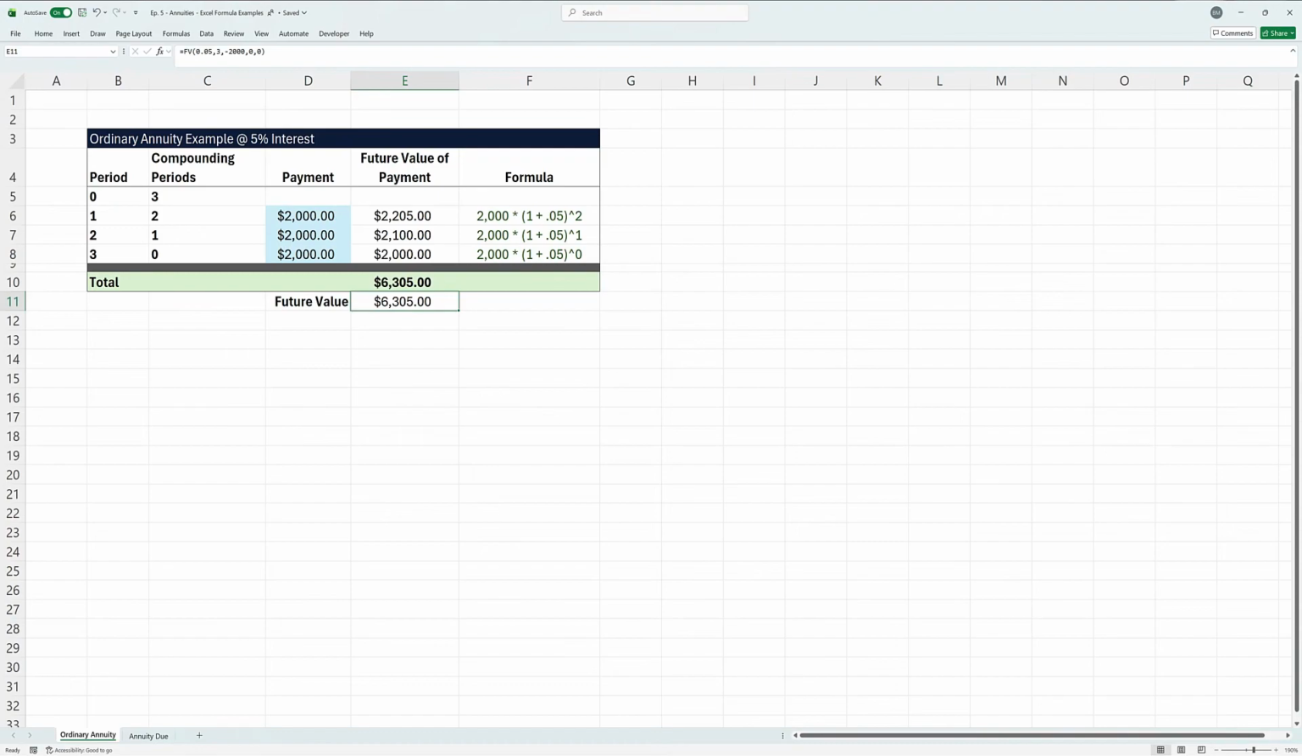Now we can also use this formula to calculate an annuity due. You can see here we have the same manual calculation we walked through for that example. And if we again say equals FV, our interest rate is 5%, number of periods is 3, our payment is again $2,000, the present value is 0, but this time the last input is 1 to indicate an annuity due. And the result again matches our manual calculations.